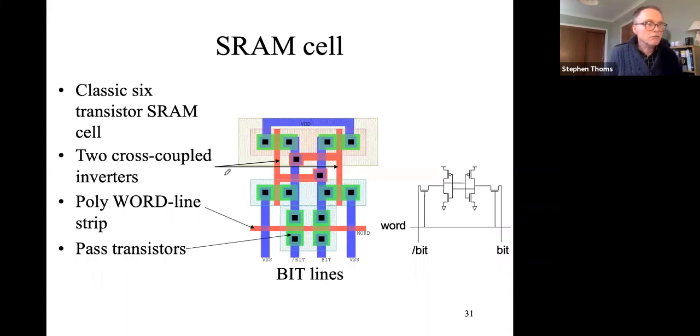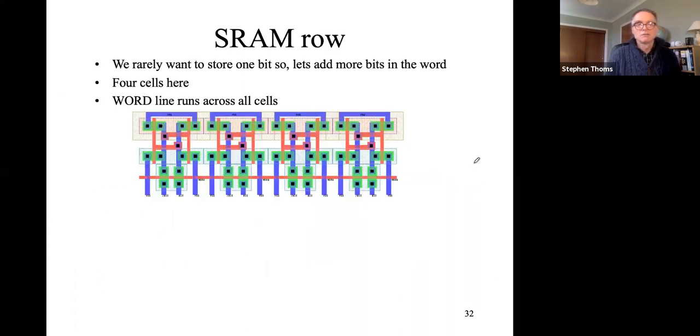Here we've got an SRAM cell, for instance. Again, a different example. You've got 6 transistors. See them here, count them out. You've got your pass transistors, you've got your bit lines, and so on. So here's the circuit which we saw before. When we put lots of them together, we have a whole row of SRAMs.